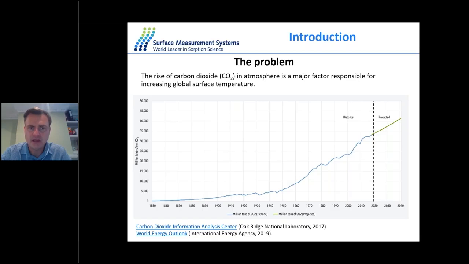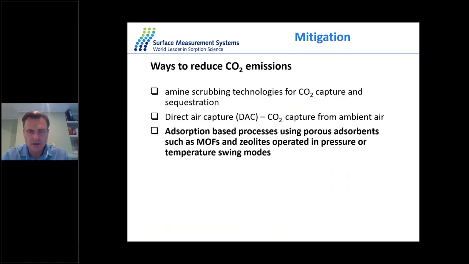There is a rise of carbon dioxide in the atmosphere, which is a major factor for increased global surface temperature. As you can see, the trajectory is that if we are not going to do something about it, it's going to keep going up. So for this, there is a need to actually develop processes or technologies to reduce CO2 in the atmosphere. There are already several processes considered, like amine scrubbing technologies for CO2 capture and sequestration, and direct air capture for CO2 capture from the air. There are already some commercial devices available.